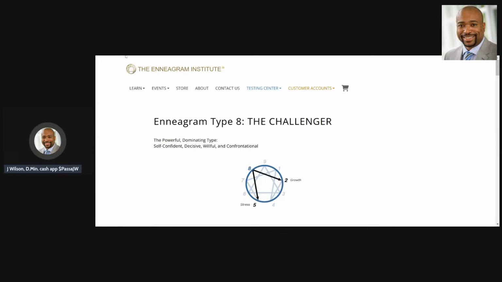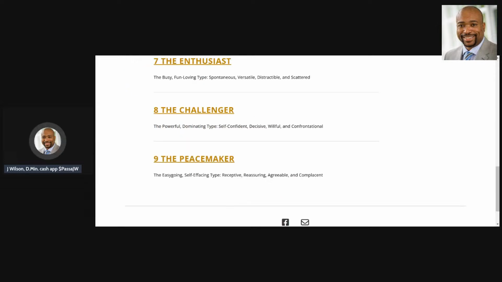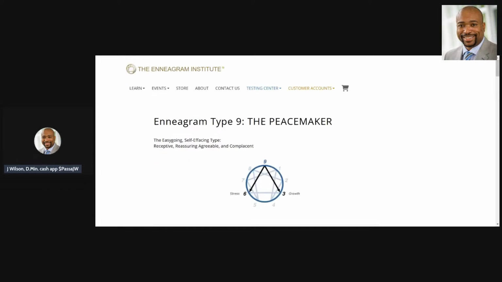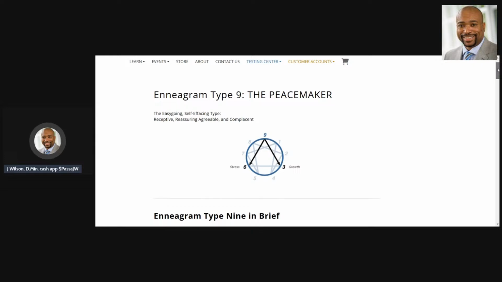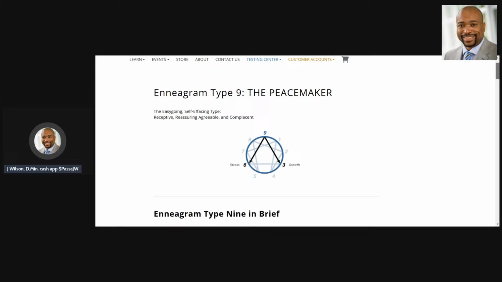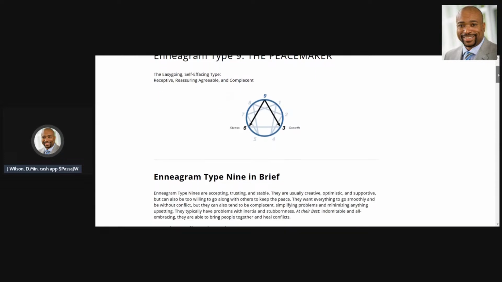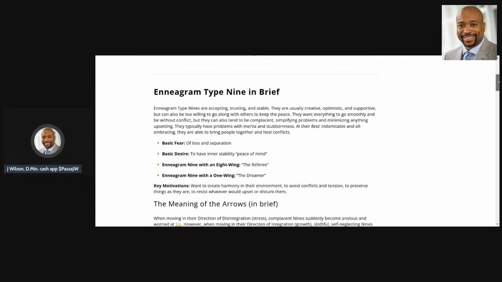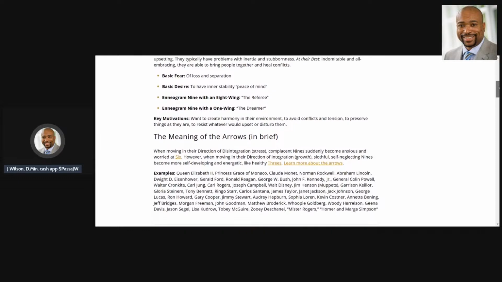And the last one, because it's only 9, is the peacemaker. Easygoing, self-effacing type, receptive, reassuring, agreeable, complacent. Enneagram 9s are accepting, trusting, and stable.